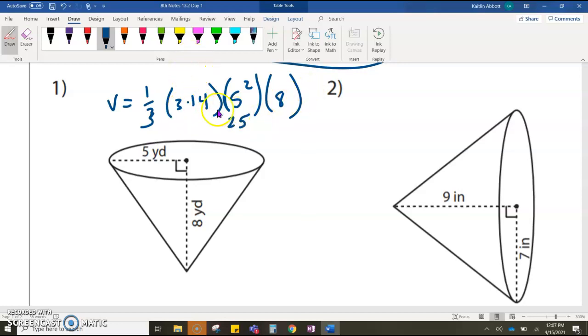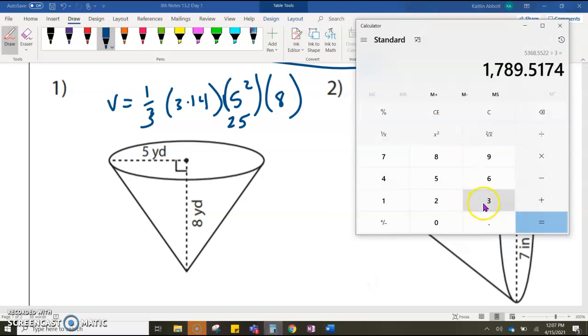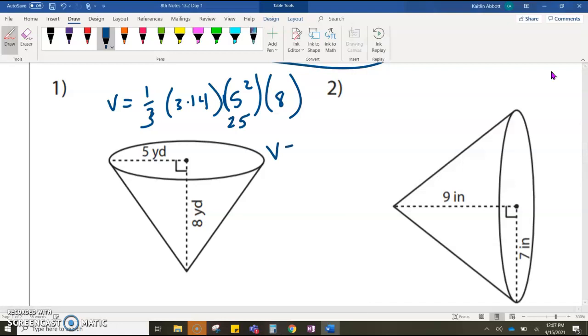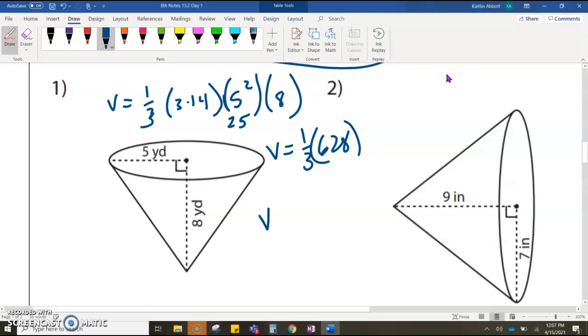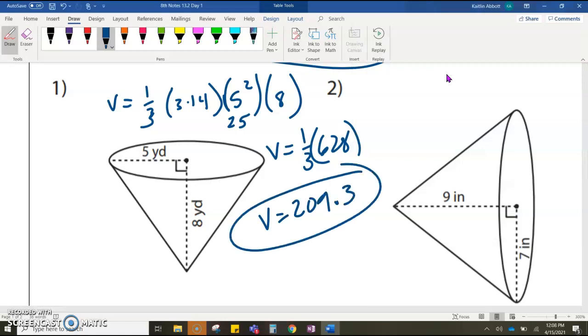Now let's shove all of these in the calculator. 3.14 times 25 times 8 equals 628. So let's read it one more time if you want. Volume equals 1/3 of 628. And now all we have to do is divide that by 3. Divide by 3 equals 209.33. So volume equals 209.3. Done.